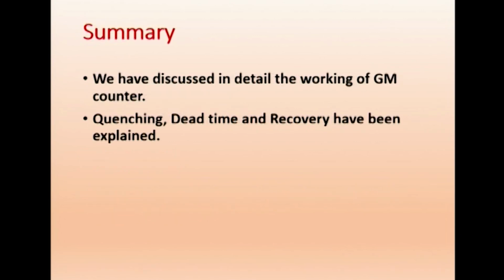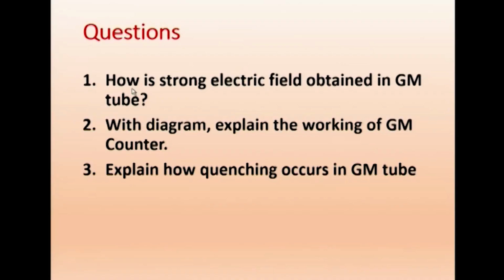So we have just discussed the GM tube and also the quenching process. So I have put a few questions. How is a strong electric field obtained in a GM tube? With a diagram, explain the working of a GM counter. Explain how quenching occurs in a GM tube.